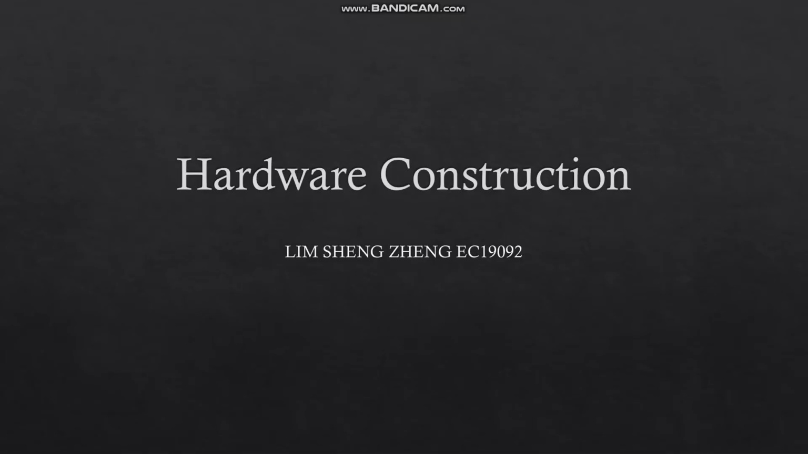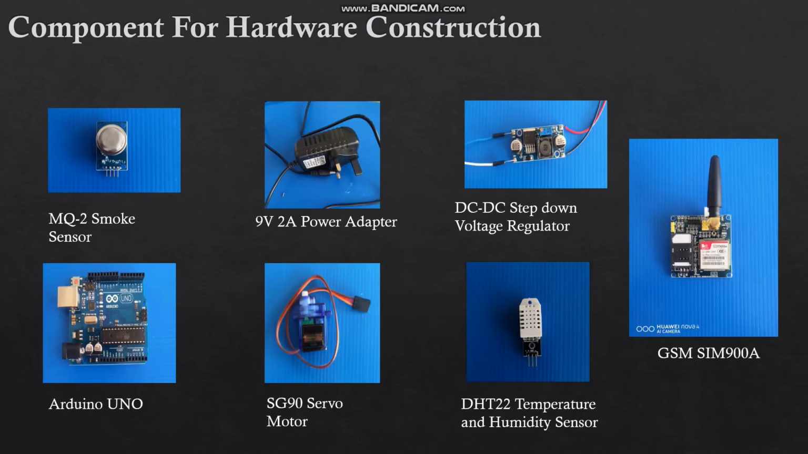Hi, my name is Sheng and I am in charge of hardware construction. So the components that we used for hardware construction are MQ2 smoke sensor, 9V 2A power adapter, DC to DC step-down voltage regulator, Arduino Uno, SG90 servo motor, DHT22 temperature and humidity sensor, and GSM 900A.